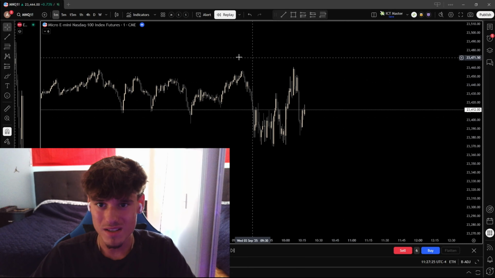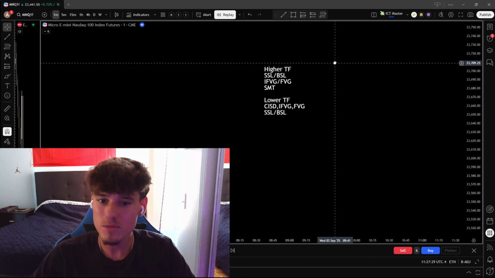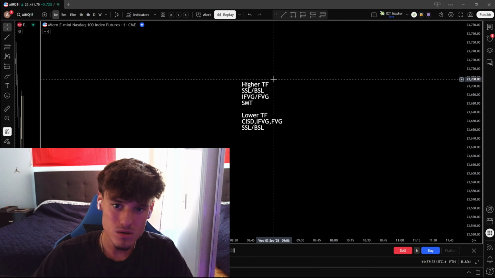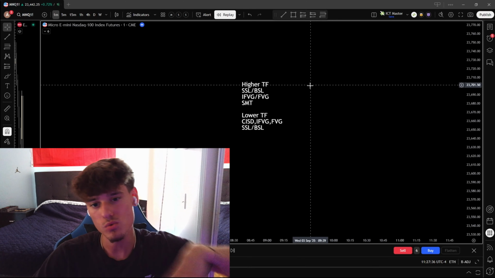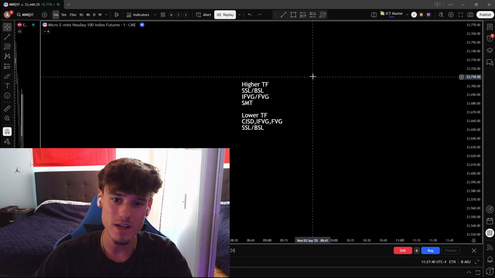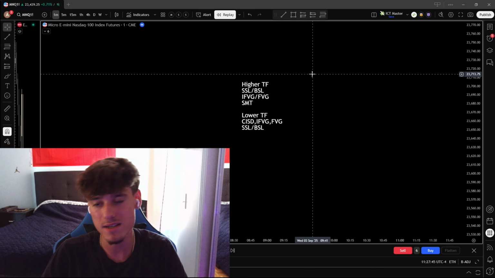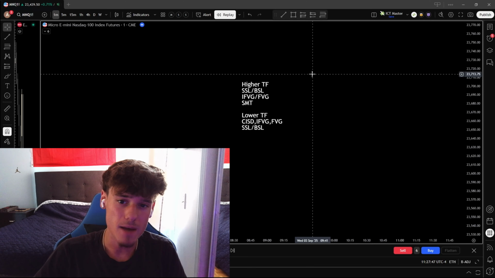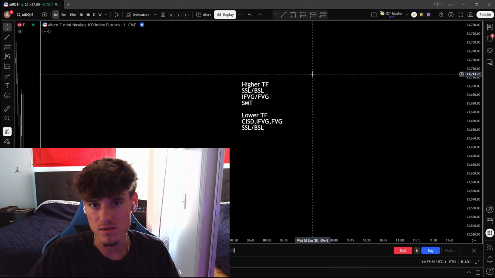So first thing, let's do a little top-down analysis. But actually, let me just mark out what we look for. On the higher time frame, because we always want to do a top-down analysis from the top to the 1 minute, which is our entry. So on the higher time frame, always look for sell side liquidity or buy side liquidity. Those are pretty much the major highs and major lows. Once we see that happen, we also want to look for a fair value gap or an inversion, but oftentimes a fair value gap that's actually holding on that zone.